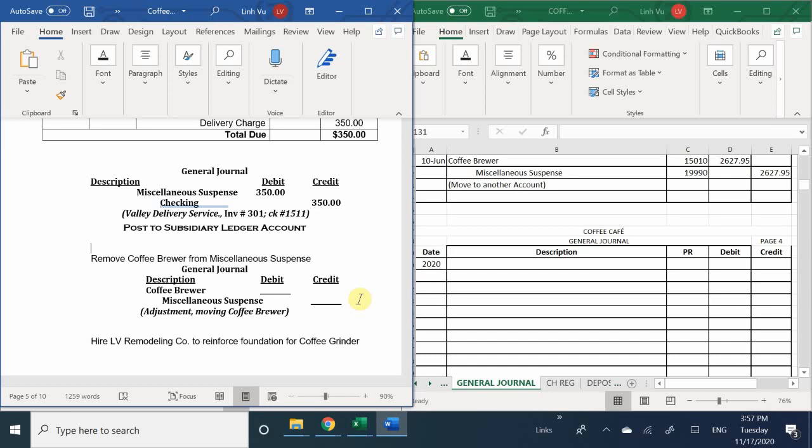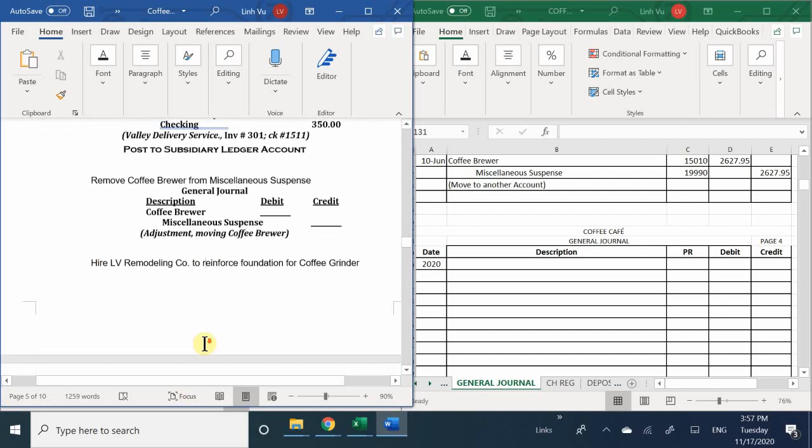Hire LV Remodeling Company to reinforce foundation for coffee grinder. Yes, so we have LV Remodeling to work on the foundation for our coffee grinder. Any transaction has been done here, yes or no? Not yet. We just hired them. They haven't done the foundation yet. We have not received a bill. So that is something that we're going to look for. Okay?